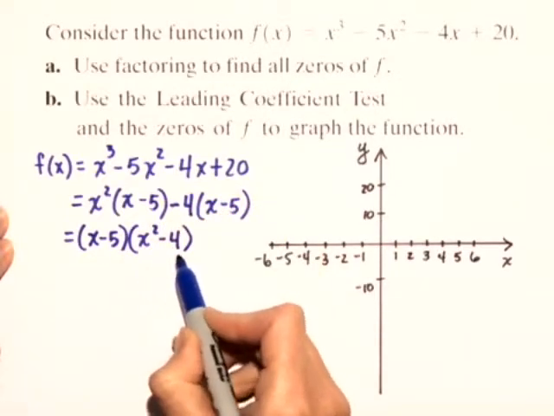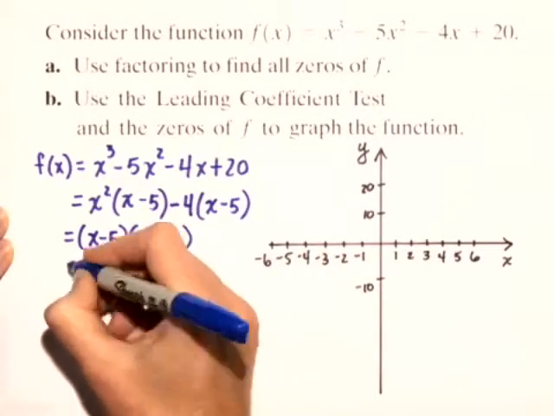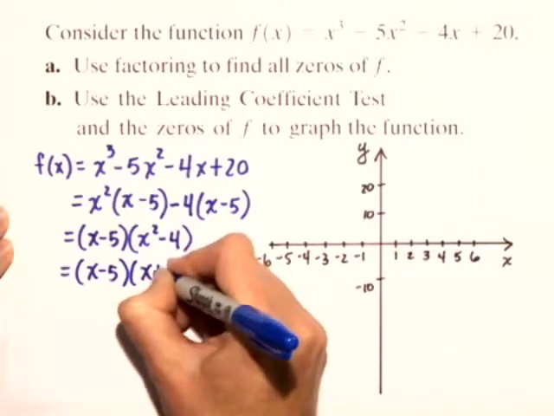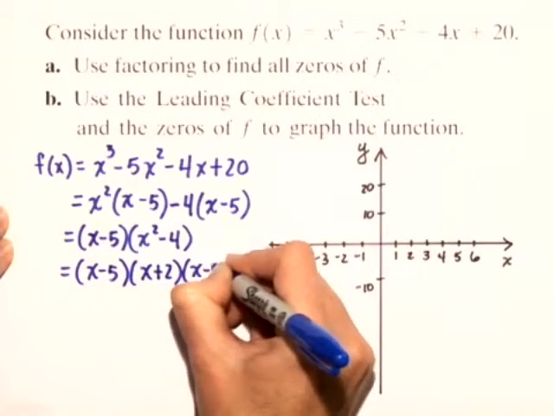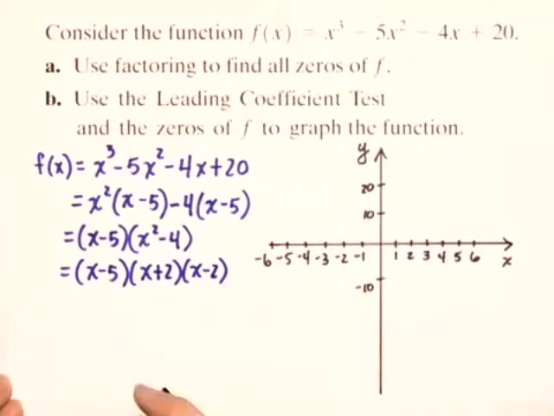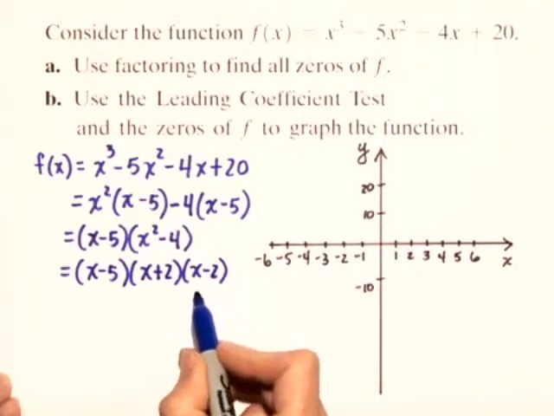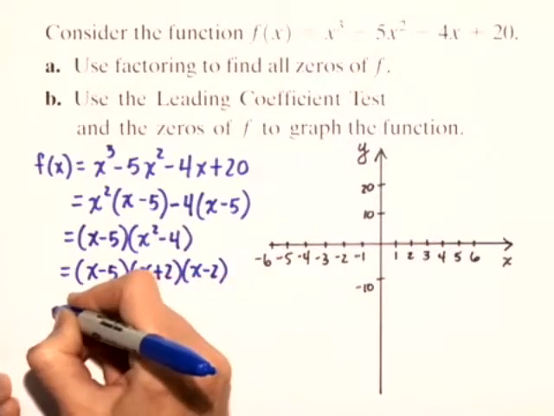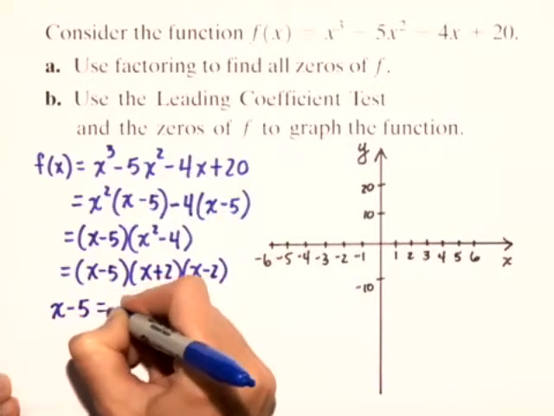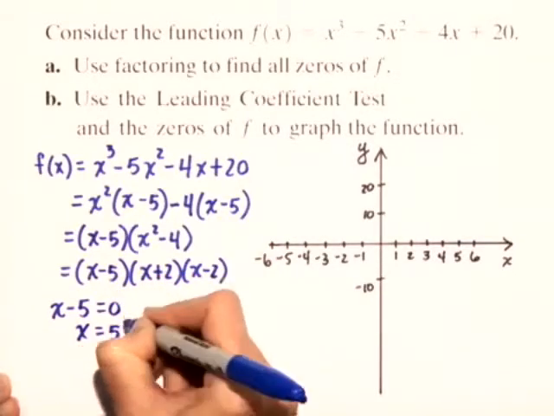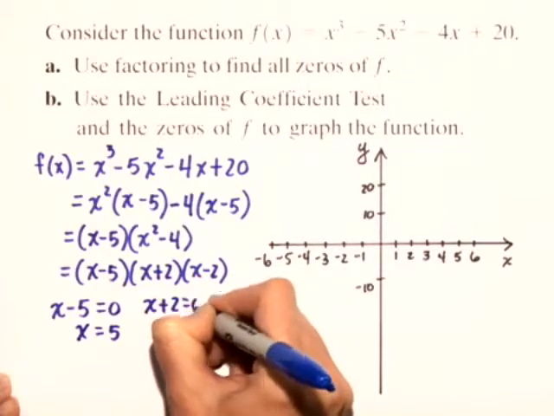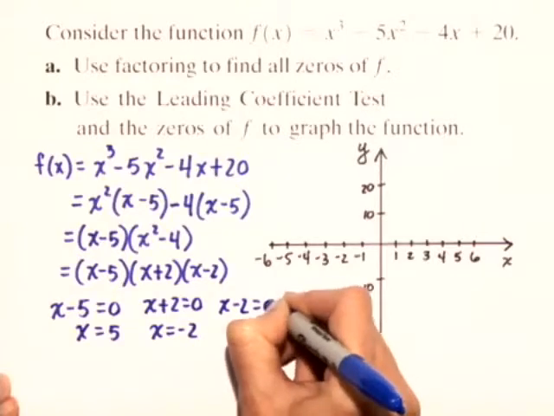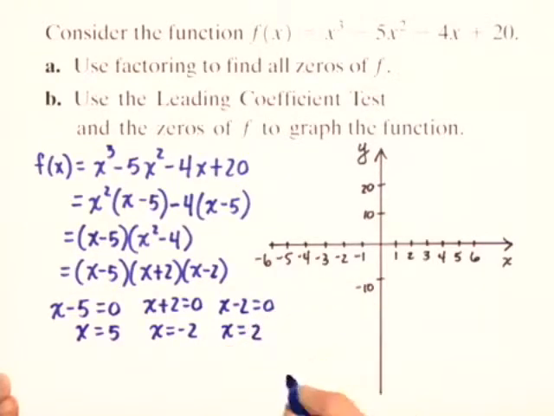And we can factor a little bit further because we have the difference of 2 perfect squares. So we get x minus 5 times the quantity x plus 2 times the quantity x minus 2. So if we set each of these individual factors equal to 0, these will give us our zeros of our polynomial function. So we set x minus 5 equal to 0, and we get x equals 5. If we set x plus 2 equal to 0, we get x equals negative 2. And if we set x minus 2 equal to 0, we get x equals positive 2.